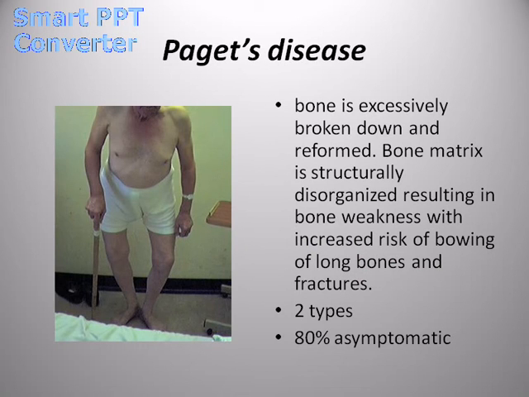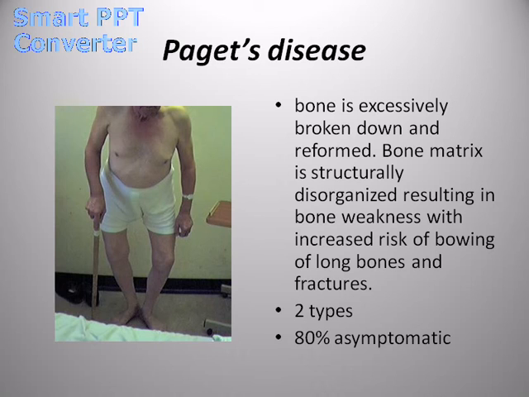Paget's disease is a chronic metabolic disorder where bone is excessively broken down and reformed. The bone matrix itself is structurally kind of disorganized, and that causes bone weakness with an increased risk of bowing of the long bones and fractures. So these are the bull-legged boys, the cowboys.